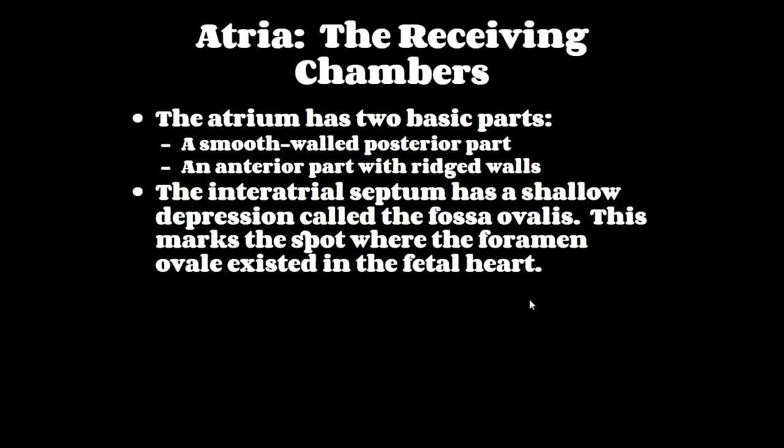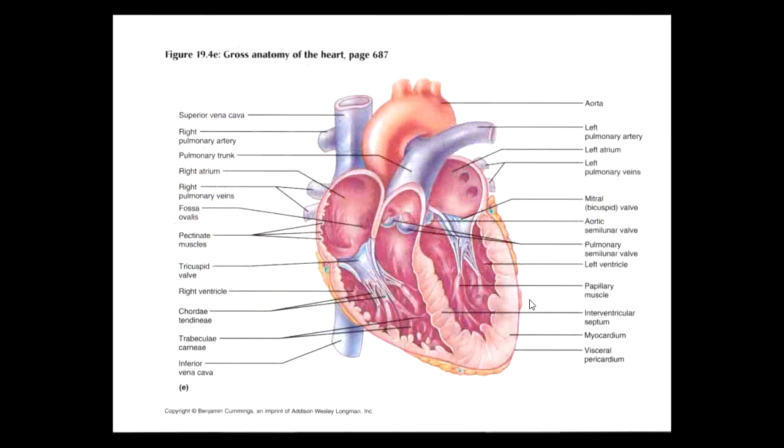So the atria are receiving chambers. Any blood that is coming back into the heart comes in through one of the atria. The back side of the atrium on the back part of the heart is very smooth, but on the front side, they're more rigid walls. The one cool thing is this right here, and let me show you. I'm going to go back. This is the fossa ovalis right here. It's a little depression. You see me pointing to it.